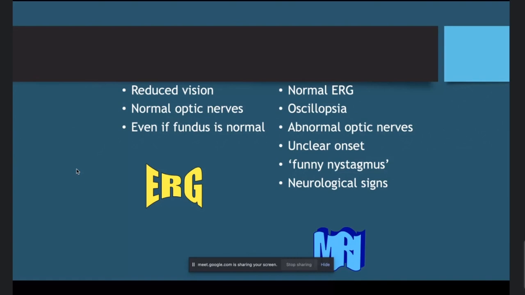Okay. What about MRI? Should we get an MRI on her? Remember, there is no oscillopsia. Optic nerves are normal. Clear onset is there. And no neurological signs. It's a clear horizontal nystagmus. Nothing funny, no seesaw, nothing. So, you know what? We're not going to get anything on her.